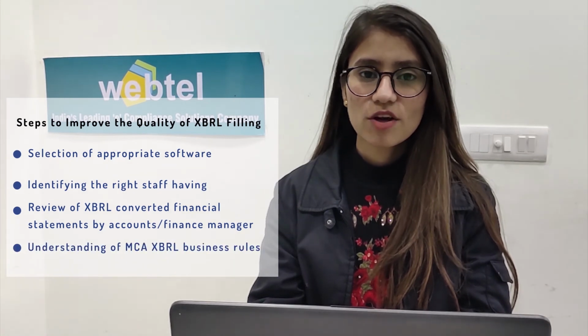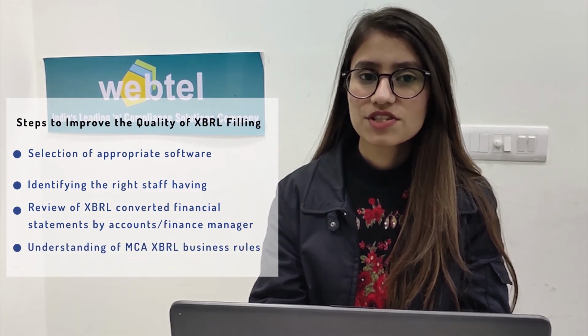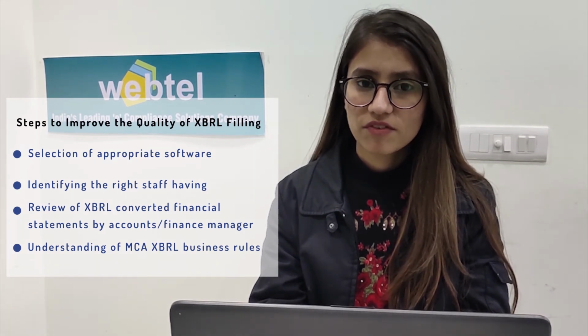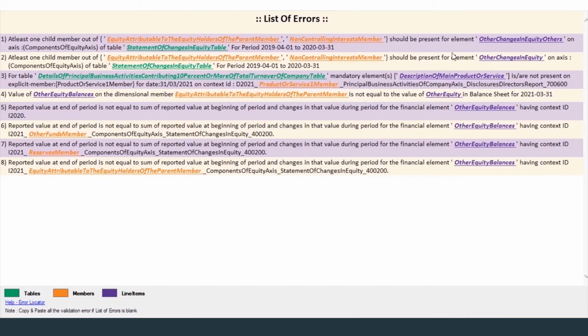Fourth, understanding of MCA XBRL business rules. The same can be achieved by engaging professionals having sound knowledge of XBRL conversion and business rules for certification of XBRL documents for MCA filing. To understand the common mistakes or errors of the XBRL filing, now let me take you to my desktop screen. As you can see, I have validated the XML to show you a few common errors which you can avoid by quality tagging. Reported value errors. You can simply click on the underlined head and it will automatically take you to the origin of the error.